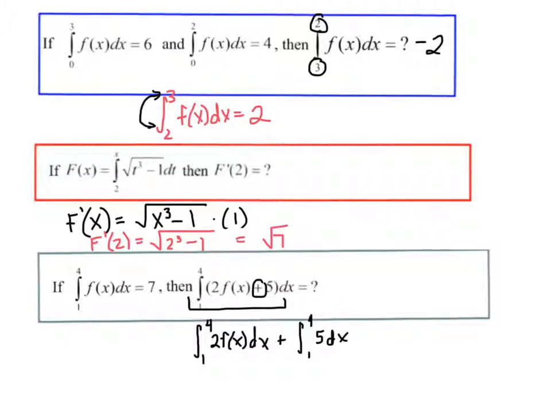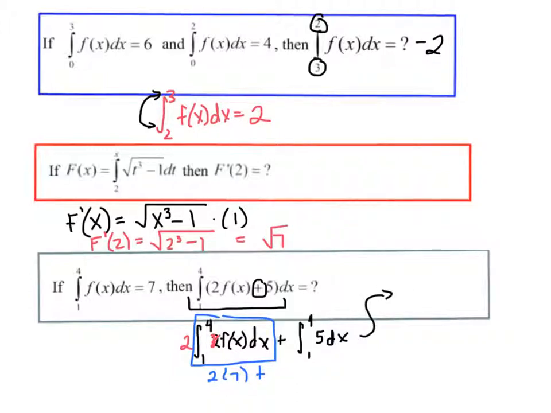Okay. Well, here, of course, I could pull this 2 out front. That's one of my favorite properties, pulling those constants out. And I know this integral. This was given to me. I was told that that was 7. So I've got 2 multiplied by 7 plus, well, this integral is pretty easy to do.